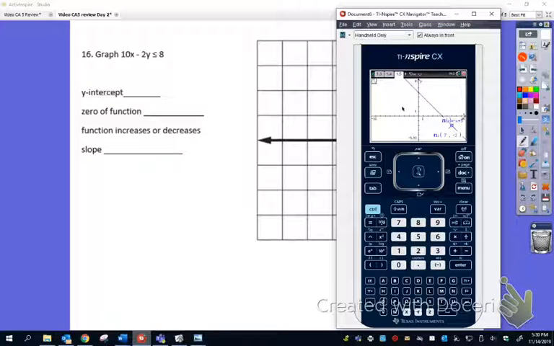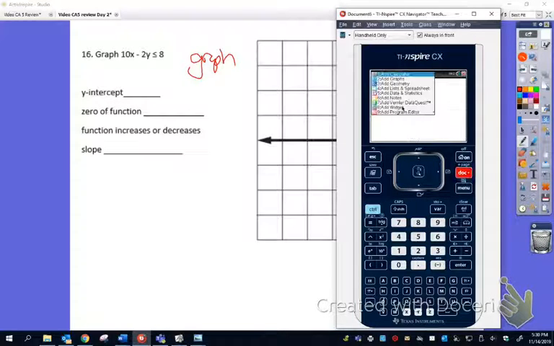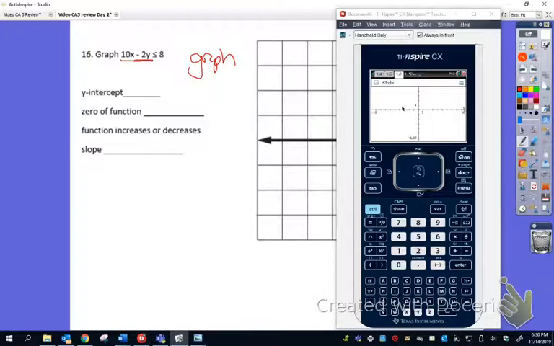Now on the very last one, there will be some questions that ask you to analyze. So you want to graph this first. So in order to analyze it, you need to graph it. Now, I need to delete 6 because x and y are on the same side. So delete 6. And so you're going to put in 10x minus 2y, and then is less than or equal to 8. And then hit enter.